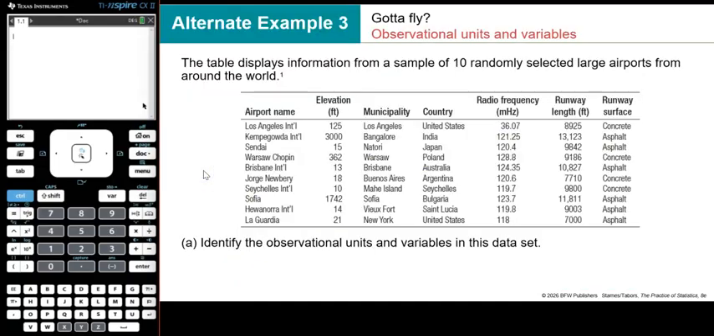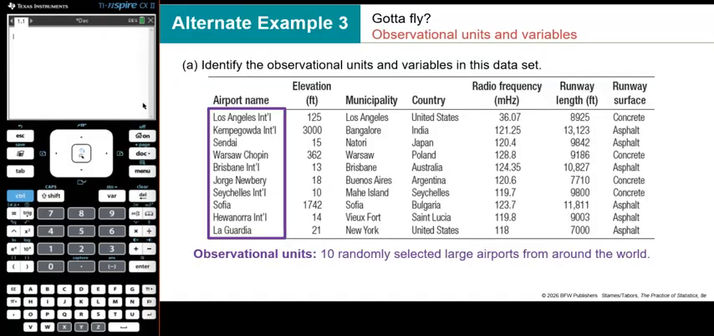Okay, the table displays information from a sample of 10 randomly selected large airports around the world. What are the observational units? Well, it kind of says it in the description there, the sentence we just read. Also, if you look at the very first column of data there, those are the rows. Those are 10 different airports, 10 randomly selected airports from around the world. I only recognize a few of those, but some of those maybe you've been to. So those are the observational units.